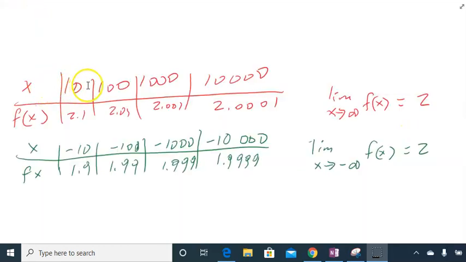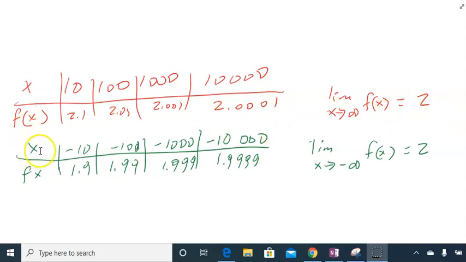Here, using your calculator, you can fill out the table. And notice here that when x is 10, f of x is 2.1, x is 100, f of x is 2.01, x is 1000, f of x is equal to 2.001, and when x is 10,000, f of x is equal to 2.0001. You notice a pattern here. The limit as x approaches positive infinity of f of x is equal to 2. It's getting closer and closer to 2.